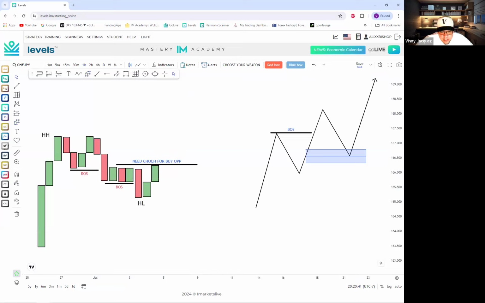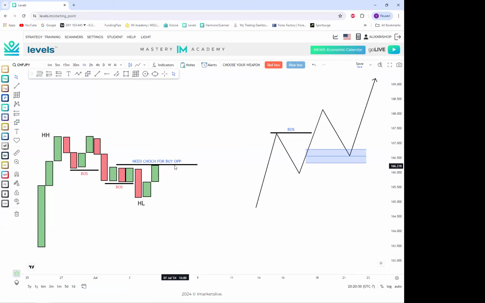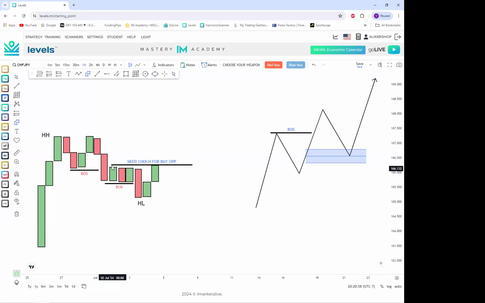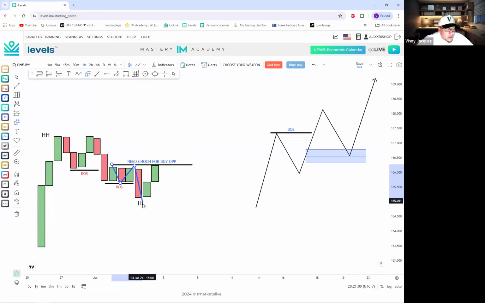So it changed character in a smaller time frame, but stayed the same on the higher time frame. I have a question. So it goes above, it changes character, but then it still has to break the higher high though, right? So yeah, it can be a BOS. Yes. Okay. So this is the first entry we can take, right?